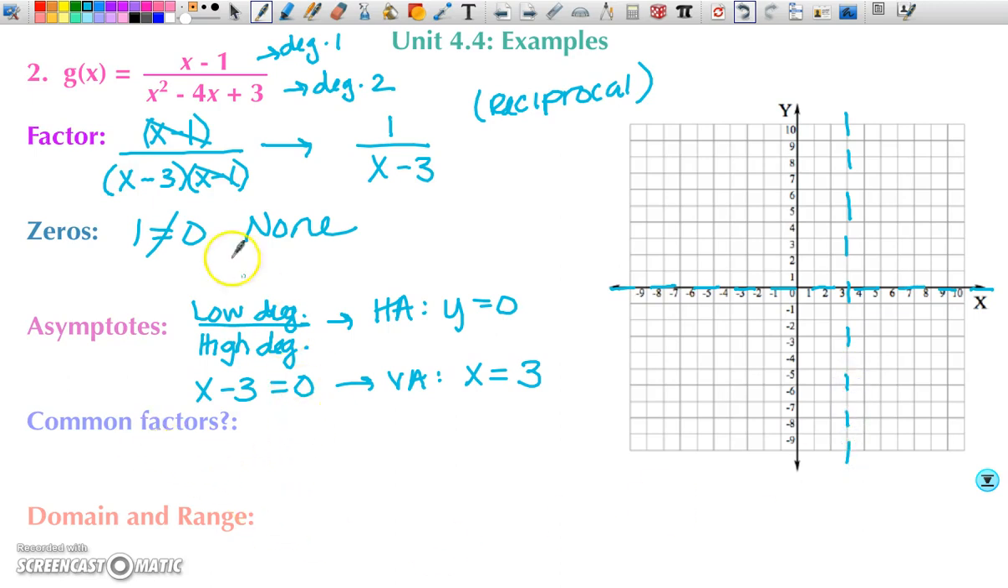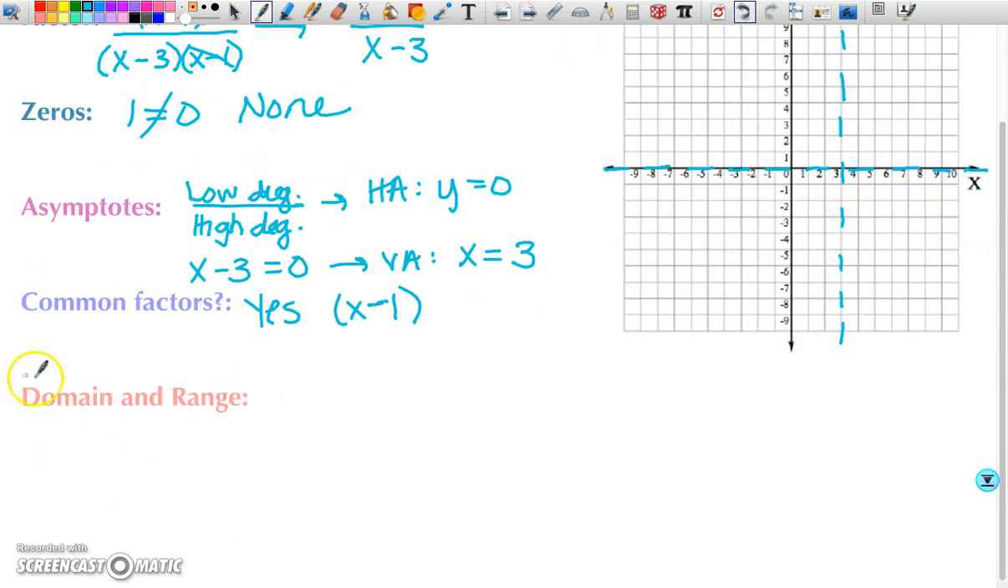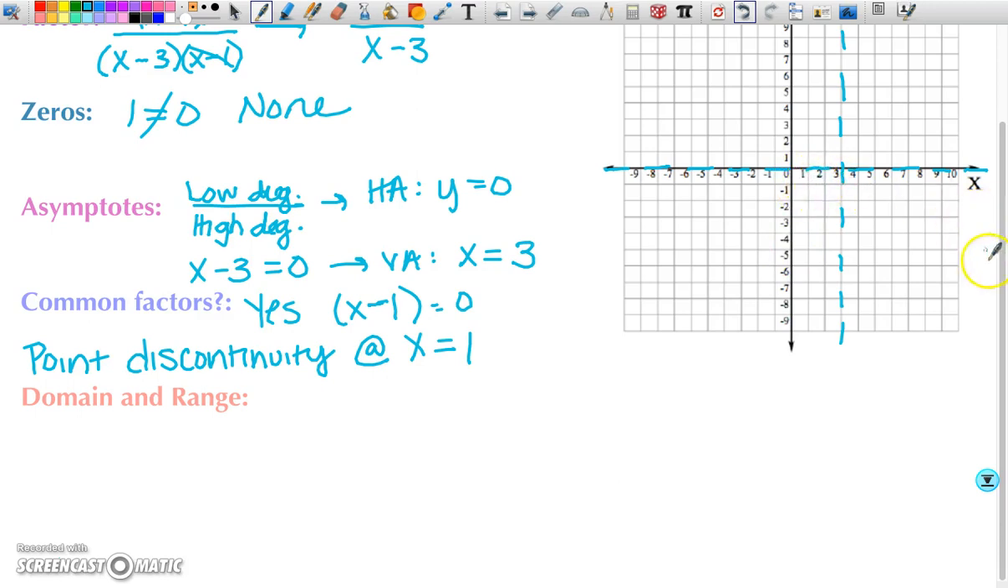All right, now did we have a common factor? We did. We crossed out x minus 1. So what that means then is that we're going to have a point discontinuity. At, and now you get it from setting this equal to 0. So at x equals positive 1. So on your graph at positive 1, there's going to be a hole.